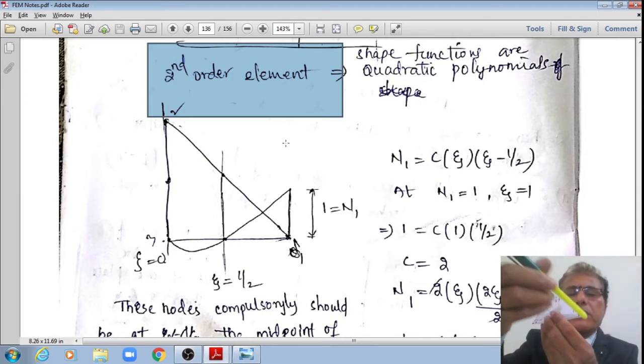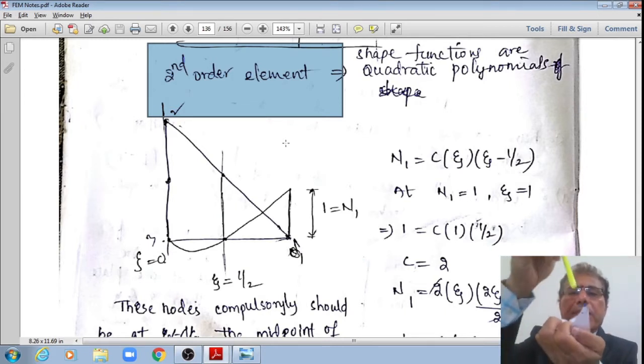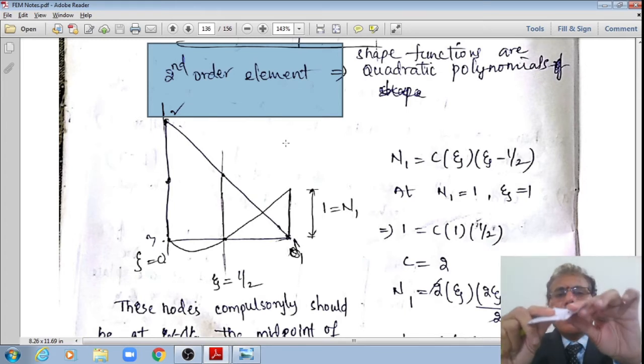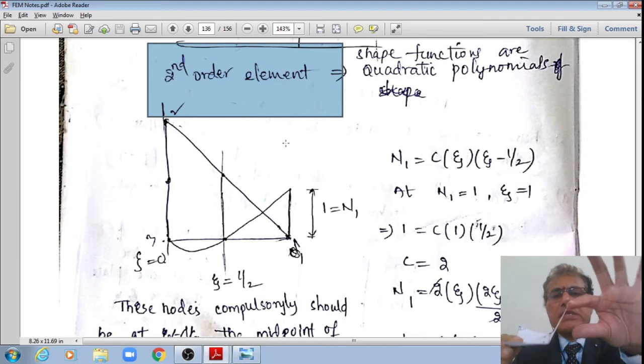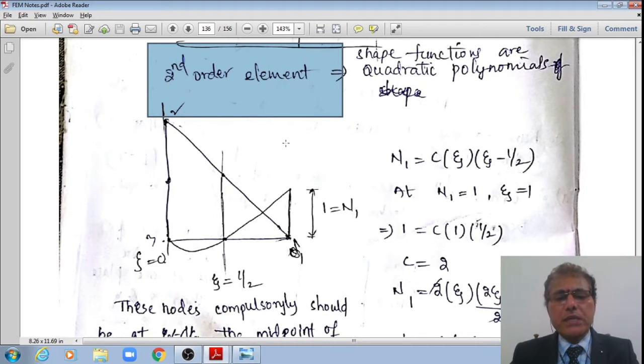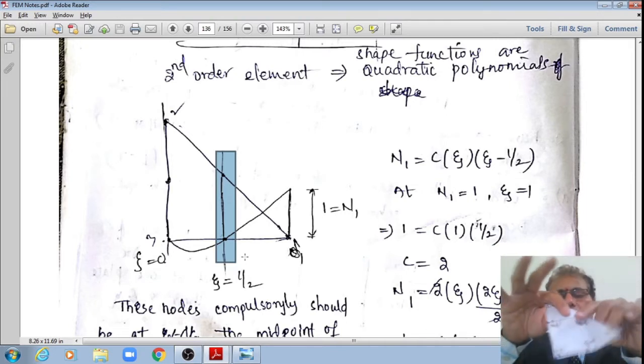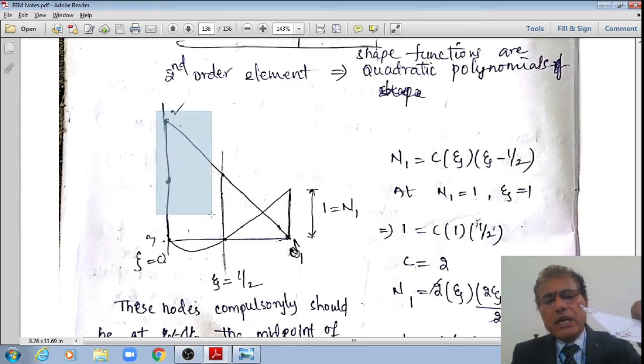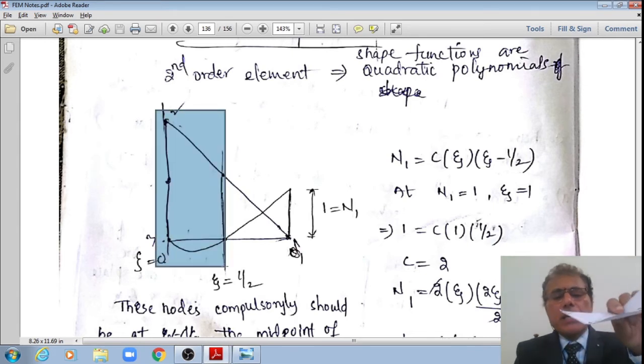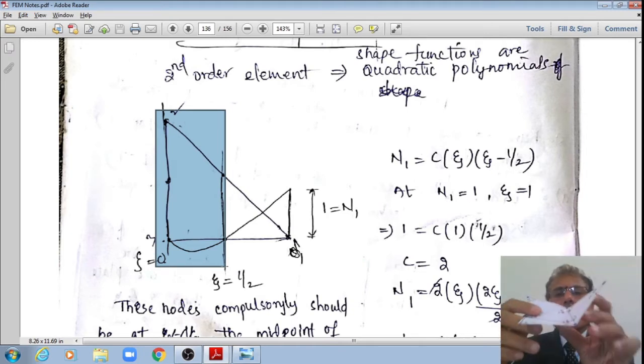If load is applied at node 1, students, then it will take the entire 100% load, and it leaves 0% load to the other nodes. Therefore the variation of the shape function means that it is lifted by 1 unit at node 1, whereas by the time you reach this line connecting these 2 points, it will become 0. There onwards no contribution, 0 contribution in this shaded zone. That is how exactly it is depicted here.